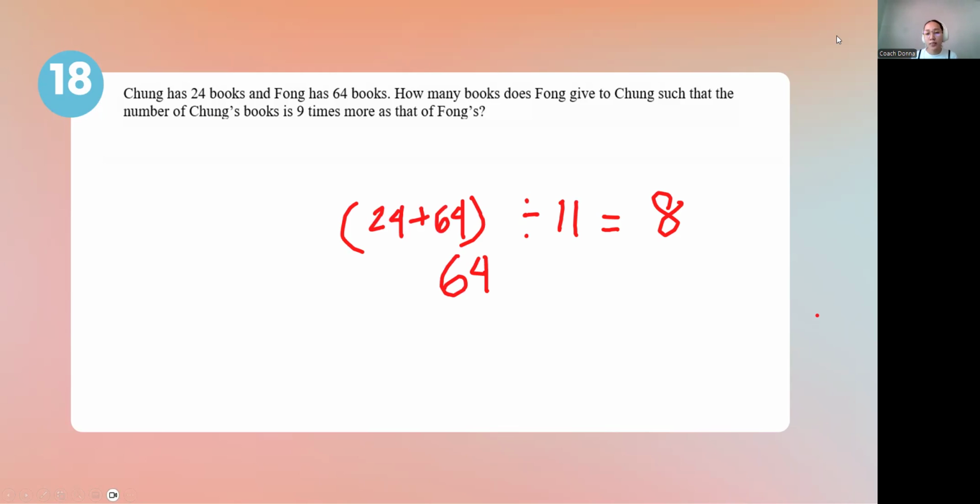So 64 books of Fong. How many is he giving to Chung? That would be 64 minus 8. All right. 64 minus 8 is actually 56. So you have 56 as an answer.